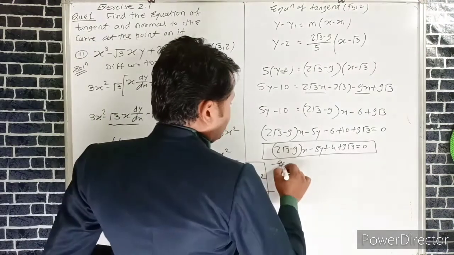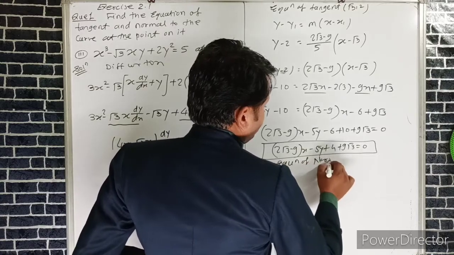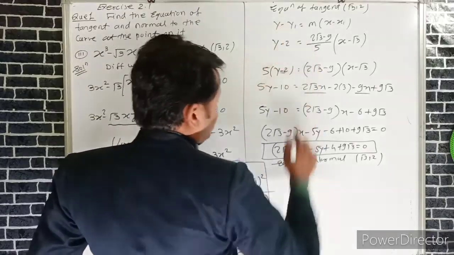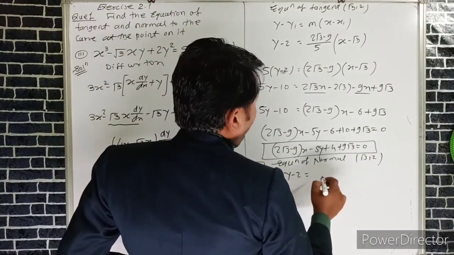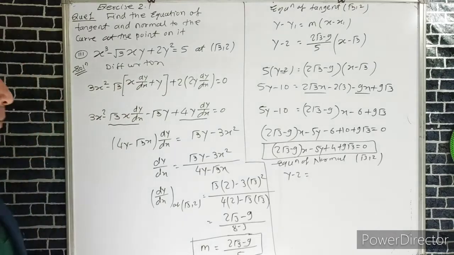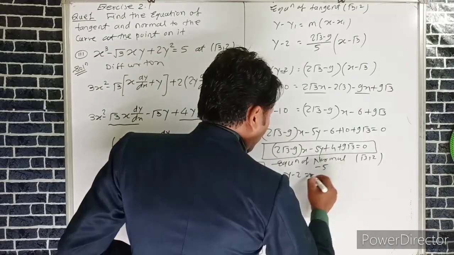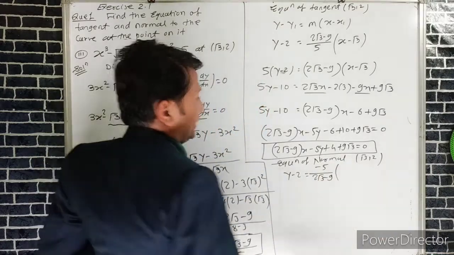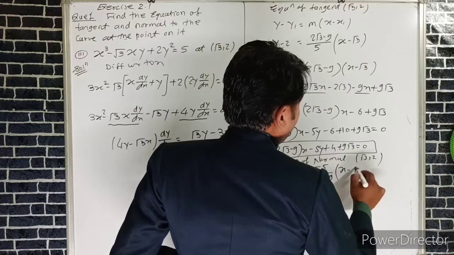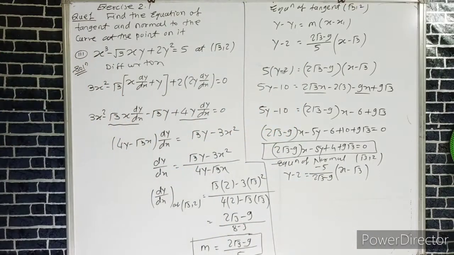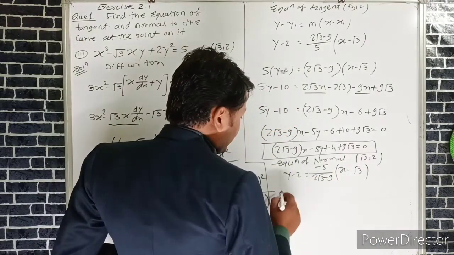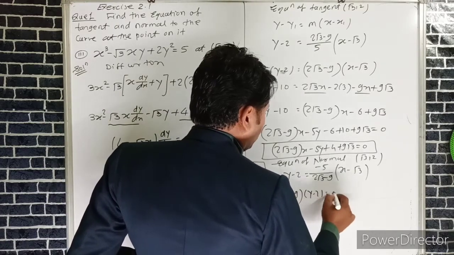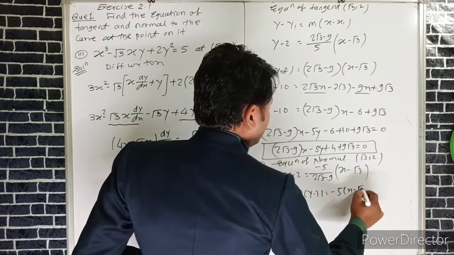So equation of normal at (√3, 2), which is y minus y1, means y minus 2 is equal to minus 1 upon m, means minus 5 upon (2√3 minus 9), into x minus x1, means √3. So here if we take this 2√3 minus 9 to the left side, we can write (2√3 minus 9) into (y minus 2) is equal to minus 5 into (x minus √3).